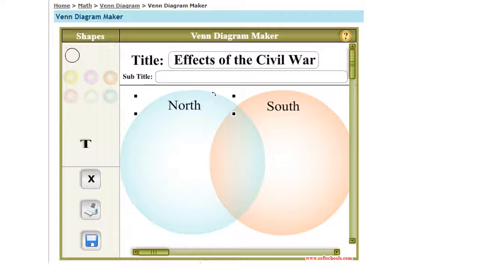Here's an example of what that website looks like. It's very easy to use, and once you get the hang of it, I think you'll really enjoy this. So it gives you a place to choose what colors you'd like for the Venn diagram, gives you a chance for the title and subtitle, and once we create this, like I said, we will print them out and add them to our scrapbooks.